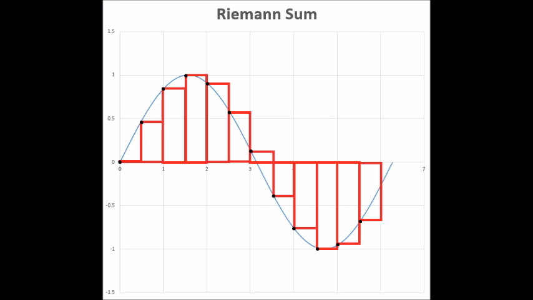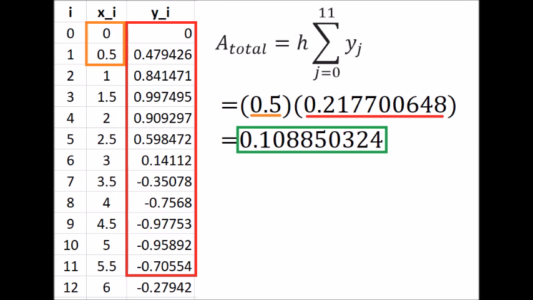Again, we can get a better estimate for total area by increasing the number of panels. Like before, I've cut the mesh size in half. This is the calculation for that. As shown in the red box, we add every term except y12. Then we multiply by 0.5, the mesh size. The final answer is boxed in green.